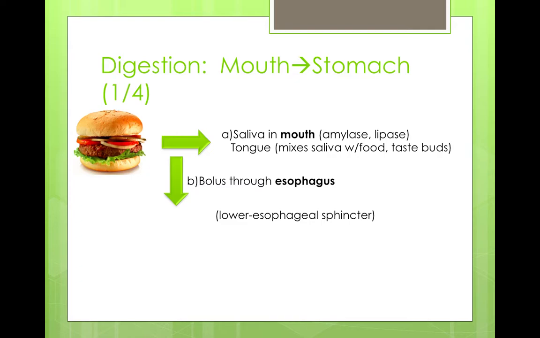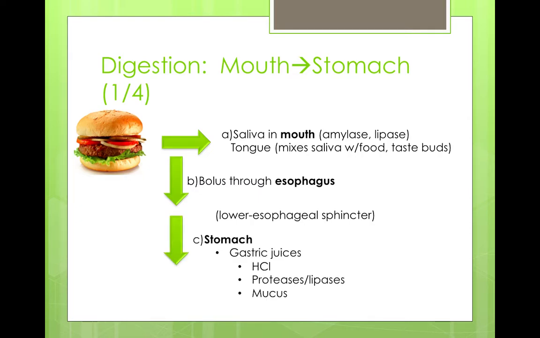So, next, the food bolus, which is the softened lump of food just swallowed, enters your esophagus. Now, through the actions of peristalsis and gravity, the bolus makes its way to the entrance of the stomach. Before it can go into the stomach, the lower esophageal sphincter must relax to allow food to enter the stomach, and it usually stays closed to keep the contents of the stomach from moving back into the esophagus.